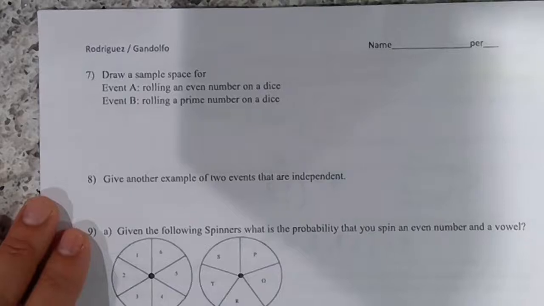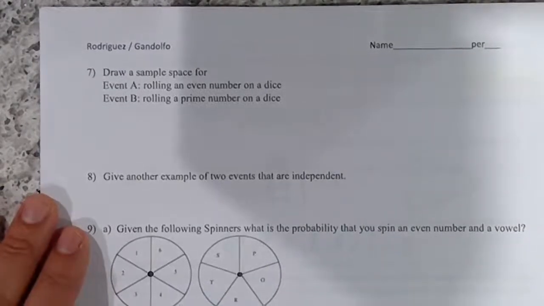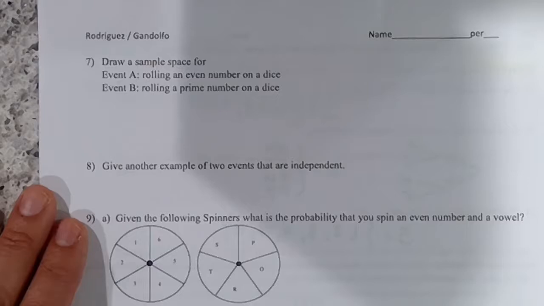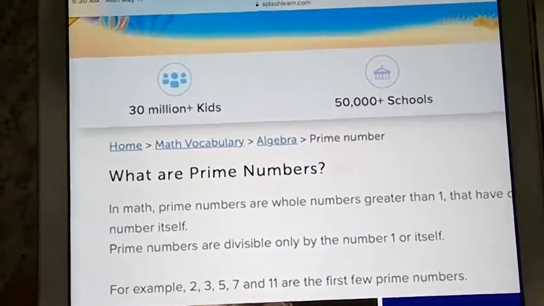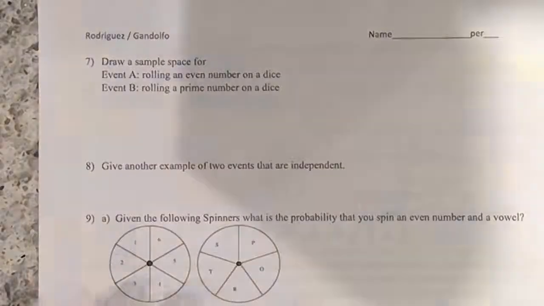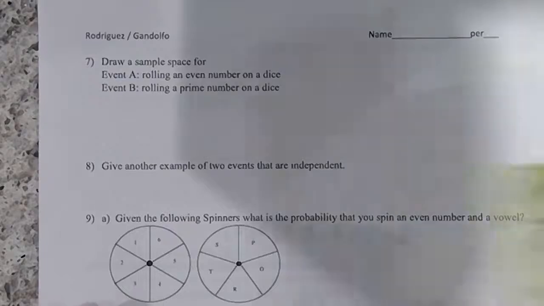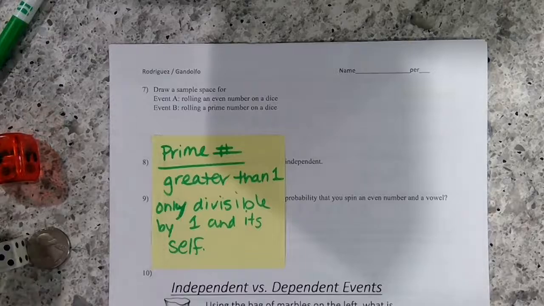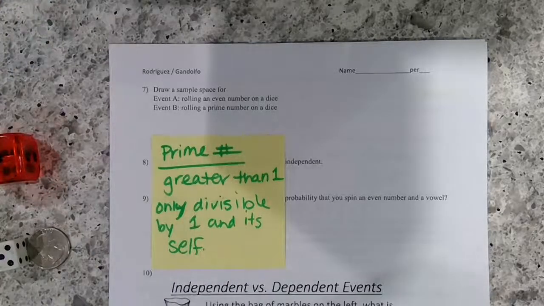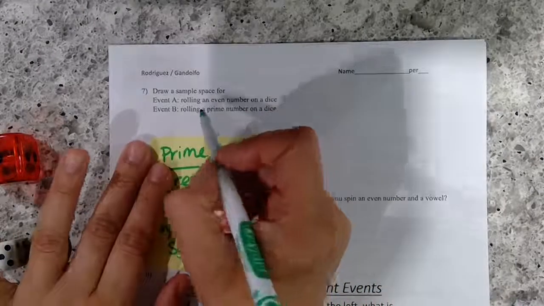independent events. So draw a sample space for rolling an even number on a dice or rolling a prime number on a dice. As a quick reminder, what is a prime number? Prime numbers, again, is a number greater than 1, only divisible by 1 and itself. So we know our even numbers are 2, 4, 6, and we know our prime number is greater than 1, divisible by 1 and itself. So I'm just going to go ahead and list all these numbers just to make sure that I don't miss any.